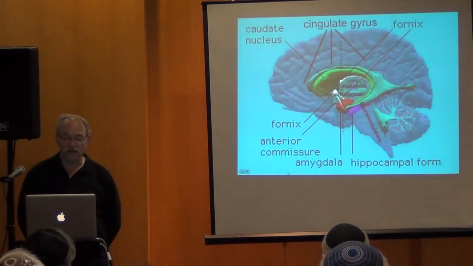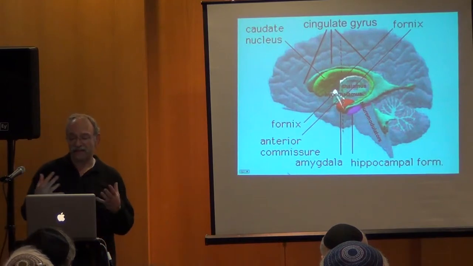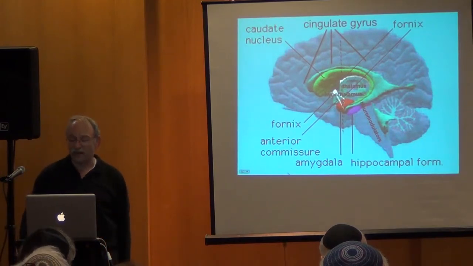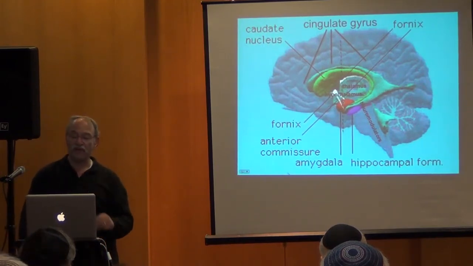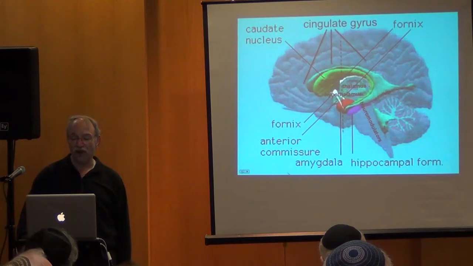Now, I didn't show you this slide last time, so this is a view of the brain in the same kind of view that we had in the previous slide, but we're now giving it a three-dimensional quality, so one can look at a cavity that's located within the brain.